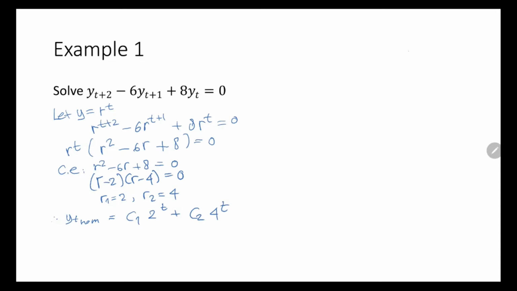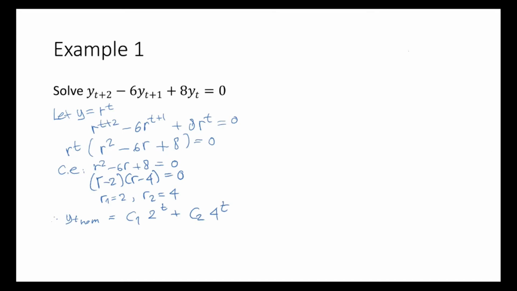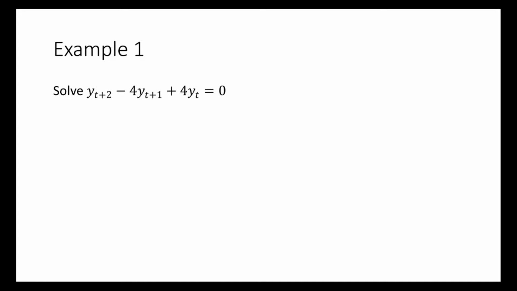Okay, so that is the first example. And now let's see another example. Very similar again. We assume that y_t is equal to r to the power of t, and then if we substitute, we will get r to the power of t plus 2 minus 4 r to the power of t plus 1 plus 4 r to the power of t equal to 0.